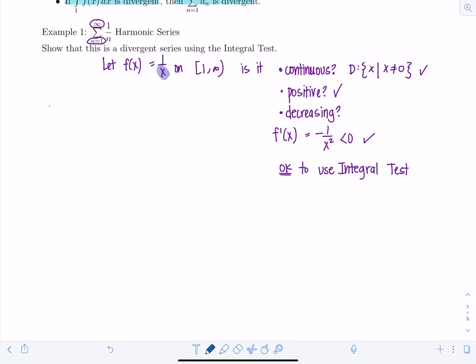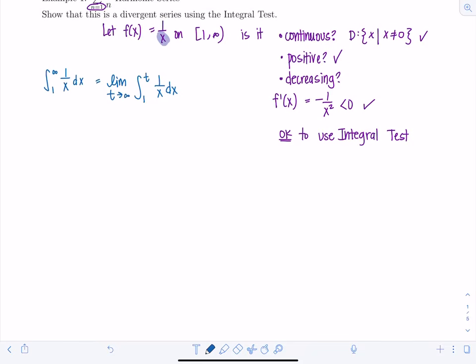So we have the integral from 1 to infinity of 1 over x dx. Now this is an improper integral, so the very first thing I need to do is rewrite this as the limit as t approaches infinity of the integral from 1 to t of 1 over x dx. The antiderivative of 1 over x is one we're very familiar with. It's natural log of absolute value of x. So we have the limit as t approaches infinity of the natural log of the absolute value of x, and I'm going to evaluate this from 1 to t.